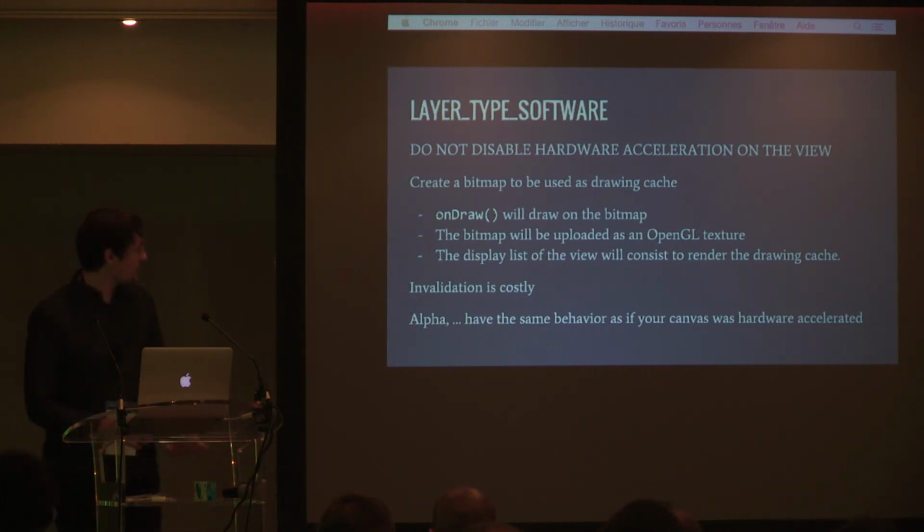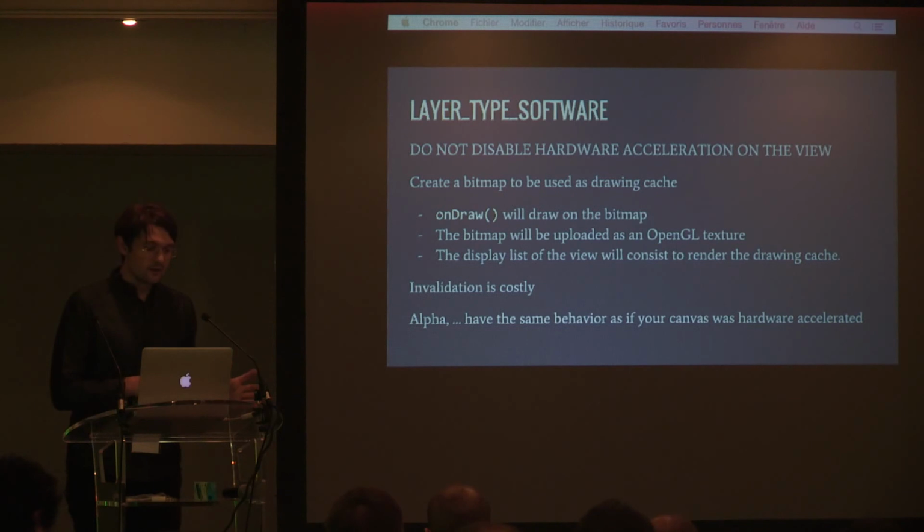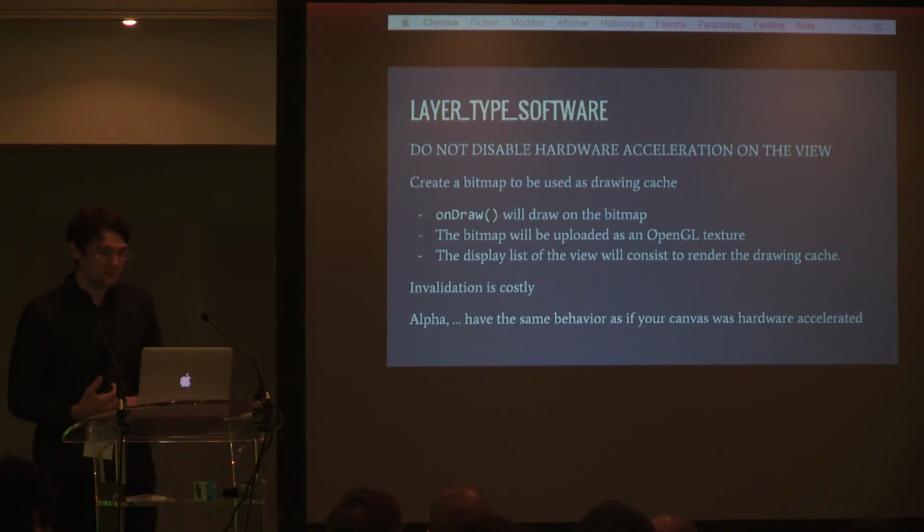Yeah, one thing is, as it is a bitmap that is then uploaded to your GPU to be rendered, invalidation can be quite costly. When you change something on this layer, it will cause your bitmap to be redrawn. Then, as the bitmap has been redrawn, it should be uploaded to the GPU to be rendered in the display list. So, yeah, you do a quite costly operation. If you can avoid using the layer type software, it's quite better for your application performance.